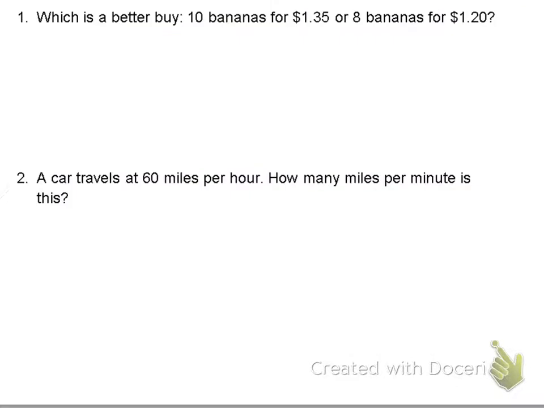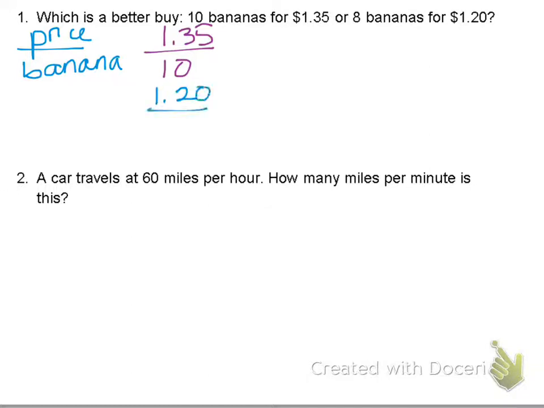Okay, moving on to some examples here. First, we're going to talk about unit rates and comparing them to decide which is a better deal. So the first one, example here, is 10 bananas for $1.35 or 8 bananas for $1.20. So if we're going to be comparing how much it is per banana, we want price per banana. So our first scenario is $1.35 for 10 bananas. Our second one is $1.20 for 8 bananas.